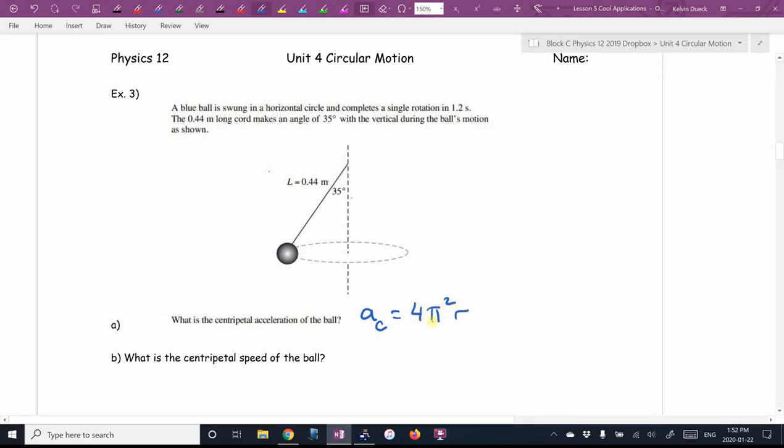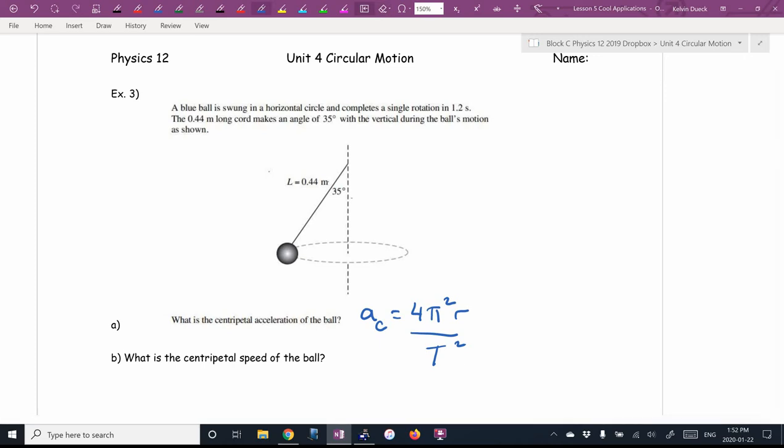Mr. Dueck, why isn't it m 4 pi squared r over t squared? It would be m 4 pi squared r over t squared if it said find the centripetal force, ma. But you said, Dakota, correctly, they just want us to find the centripetal acceleration. Well, Dakota, let's do a quick check. Did they tell me the period in seconds? Did they give me the radius?